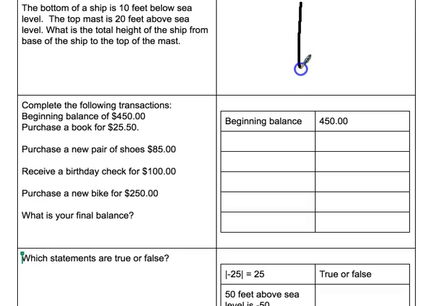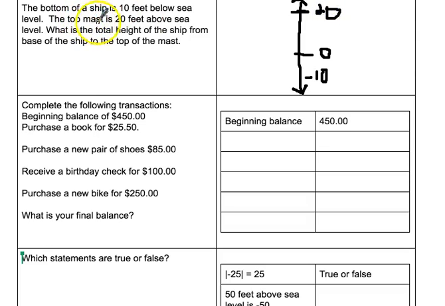Well, I am drawing a vertical number line. I want a visual image of what this is going to look like. Okay? And I know that the bottom is 10 feet below sea level. There's sea level. This is negative 10 feet below sea level. I know the top of the mast is 20 feet above sea level. So my 20 is going to go here.